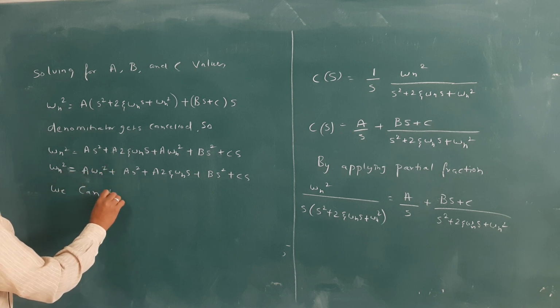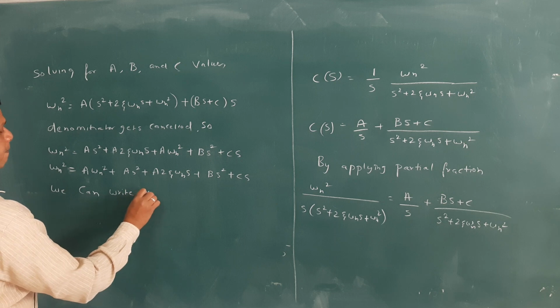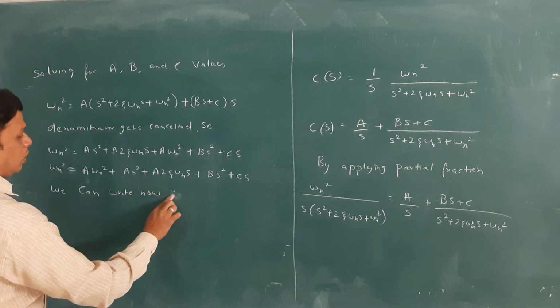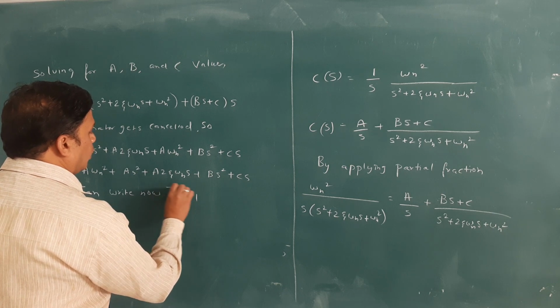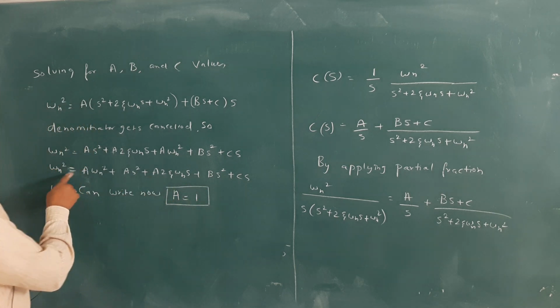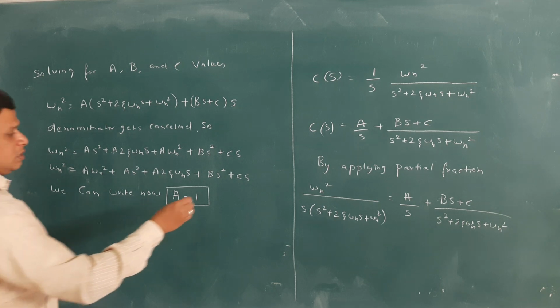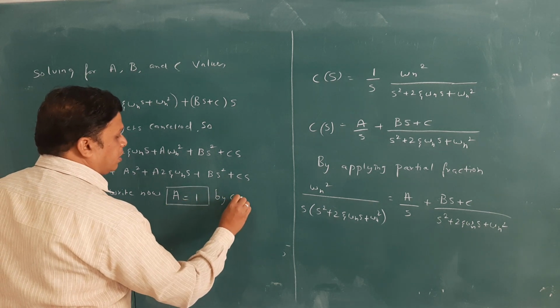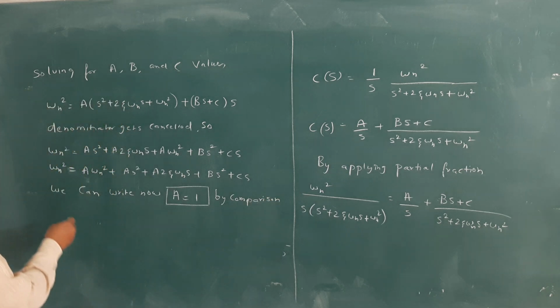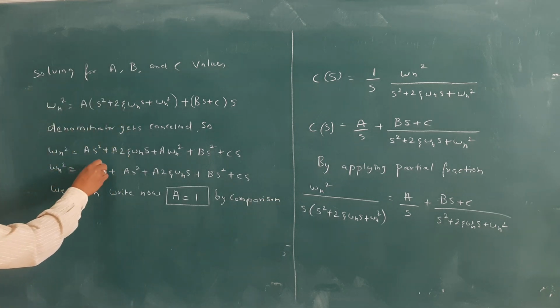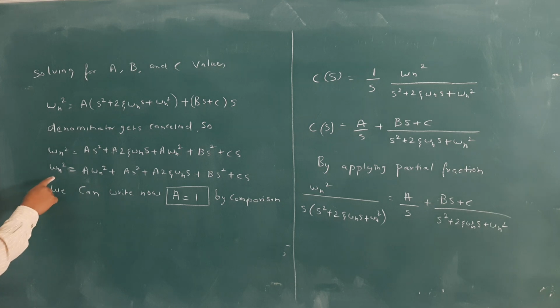So we have got the value a is equal to 1 by comparing the coefficients. Now, why a is equal to 1? Because omega n square is on both sides. When comparing the coefficient, a is equal to 1.